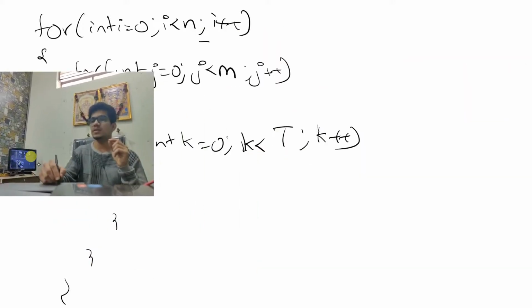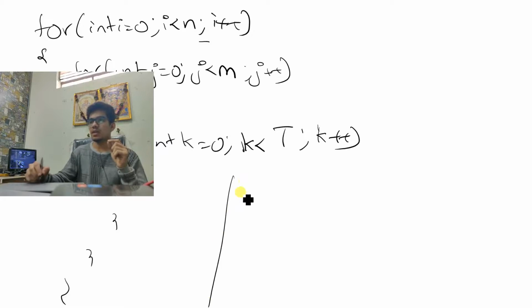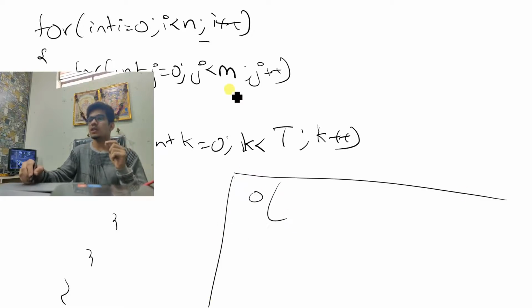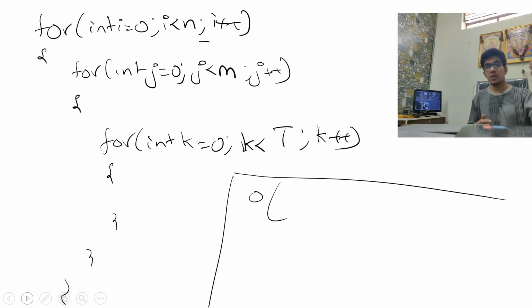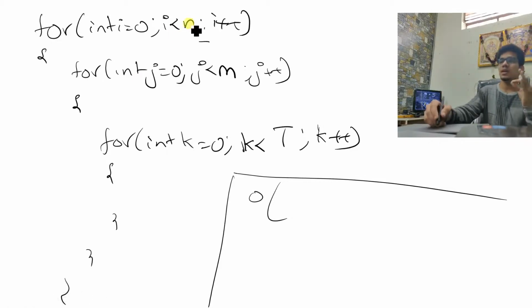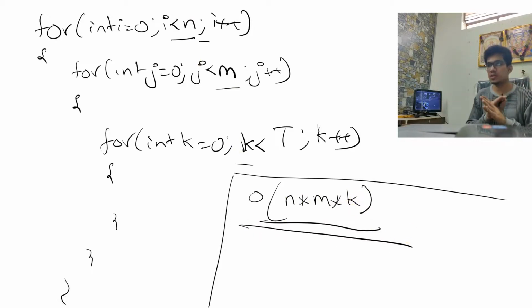What will be the time complexity? It will be order of, don't you think, n into, because you have to multiply now. Whenever one for loop is inside another for loop, you have to multiply them, not add. You add when a for loop is outside a for loop. So here, n into m into k. I have to write order of n into m into k. This is the time complexity. You can't reduce much further. This is what you have to write.